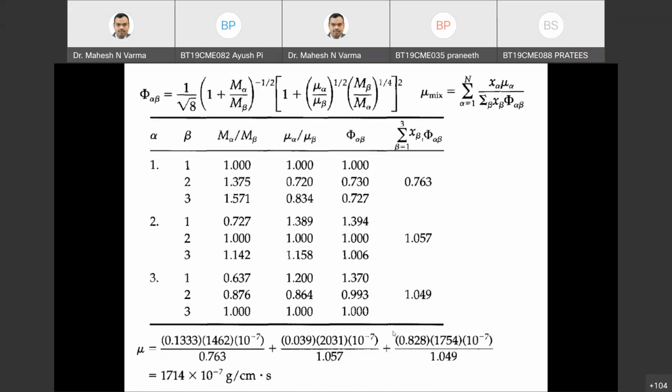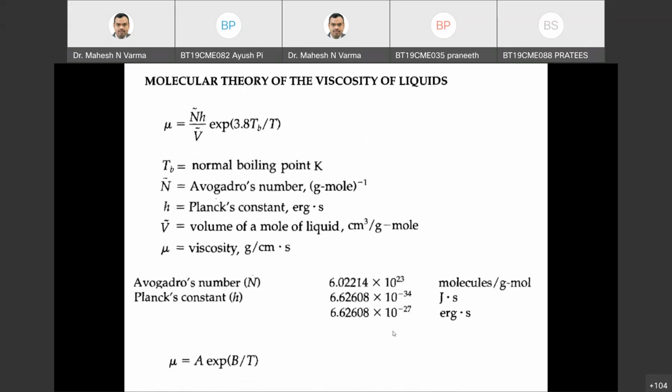Okay, now we are going to see the molecular theory for the viscosity of liquids. This equation is a combination of Avogadro's, Planck's, and some other observations. Mu equals N h divided by V. N is Avogadro's number, in inverse gram mole. These are the number of molecules per gram mole of the compound, that is Avogadro's number.